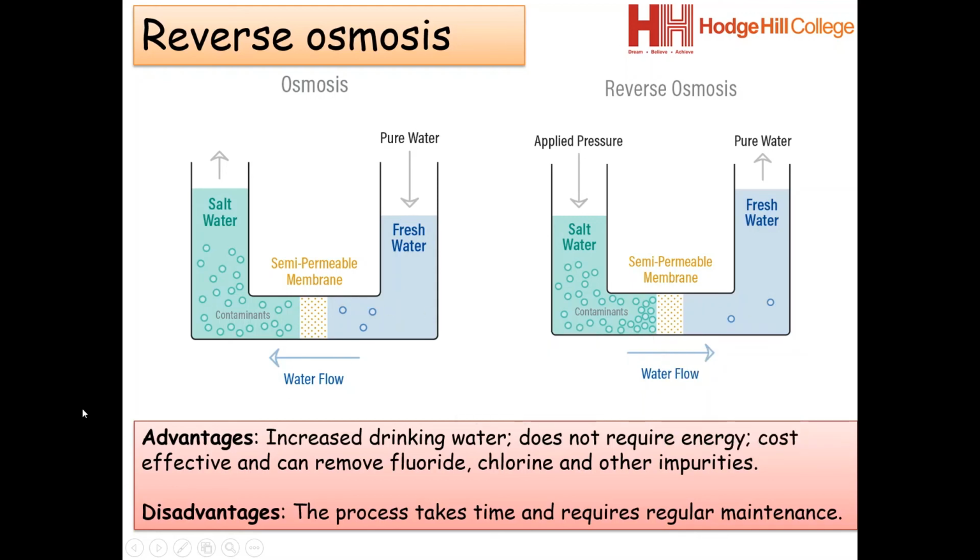In terms of advantages, it increases drinking water, it does not require energy, it's cost effective, and it can remove fluoride, chlorine and other impurities. The disadvantages, the main two, would be that it takes time and requires regular maintenance. Now, desalination as a whole is an expensive process as it consumes large amounts of energy, so it's not really ideal when producing large quantities of fresh water. It would only ever be used in regions with very hot climates, such as in the Middle East.